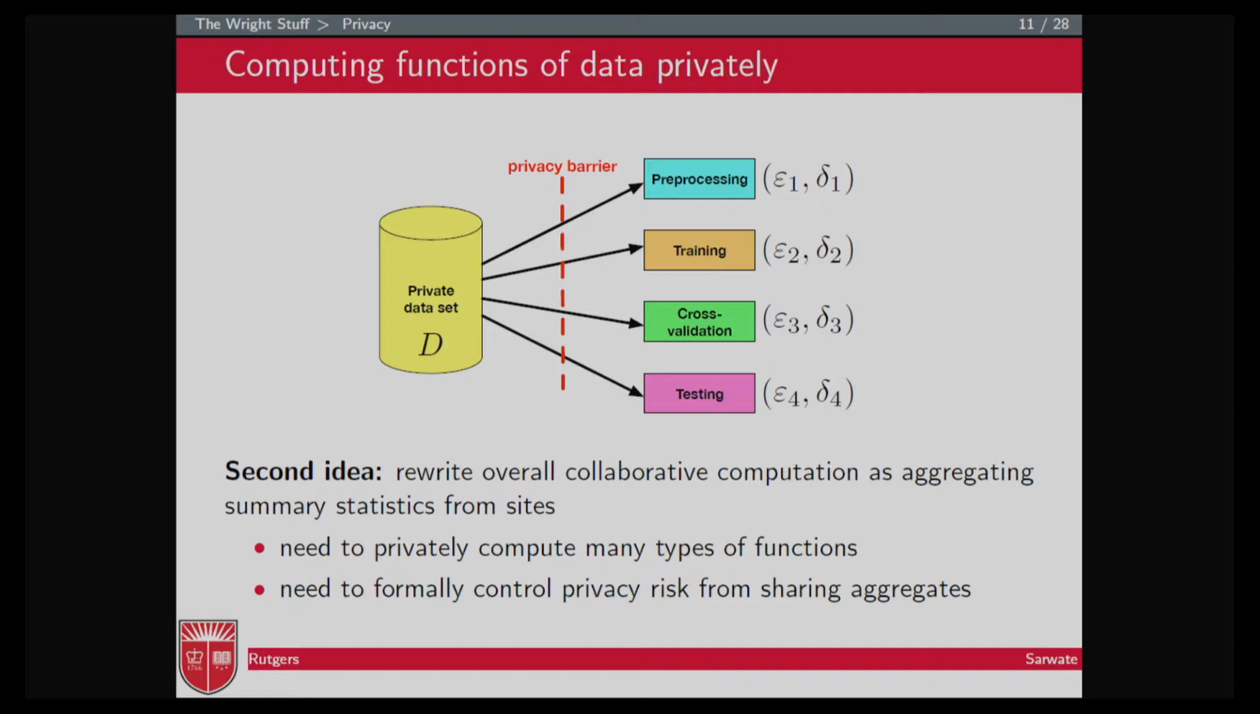Now, the challenge here, of course, is that instead of doing just one thing, you have to come up with differentially private versions of all of these tasks, which is good for writing more papers, but bad for getting fast progress. And then, if you use differential privacy, we can formally control the privacy risk from this process, right?